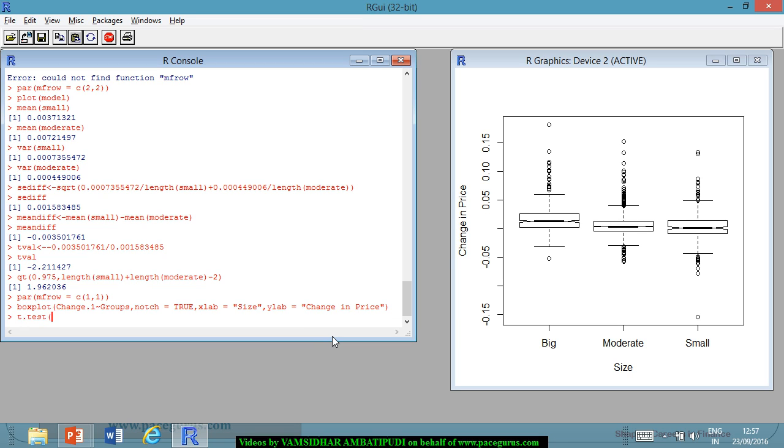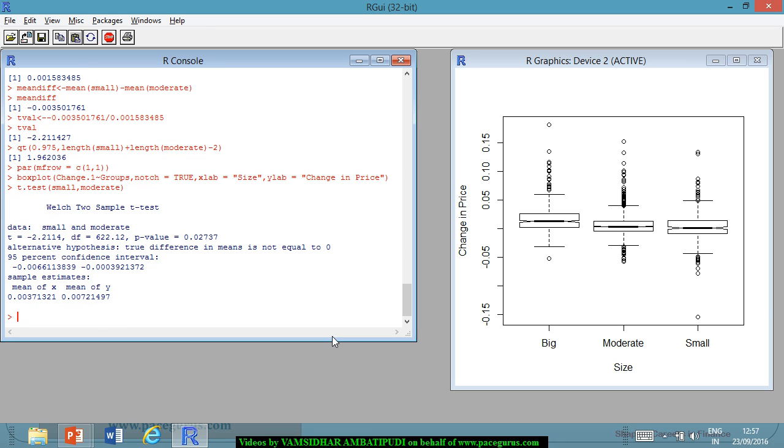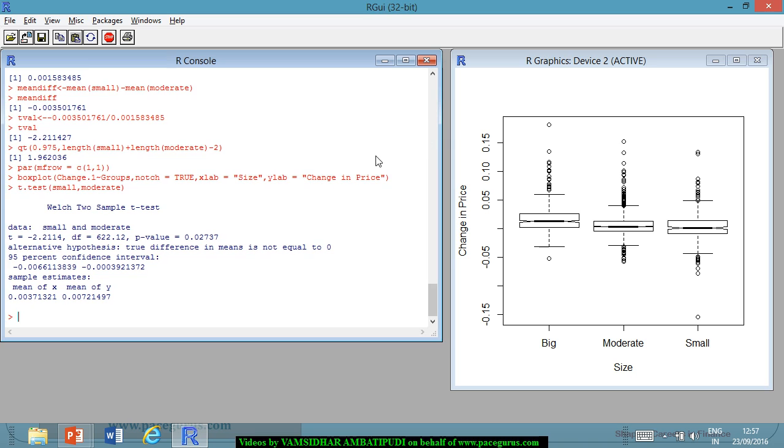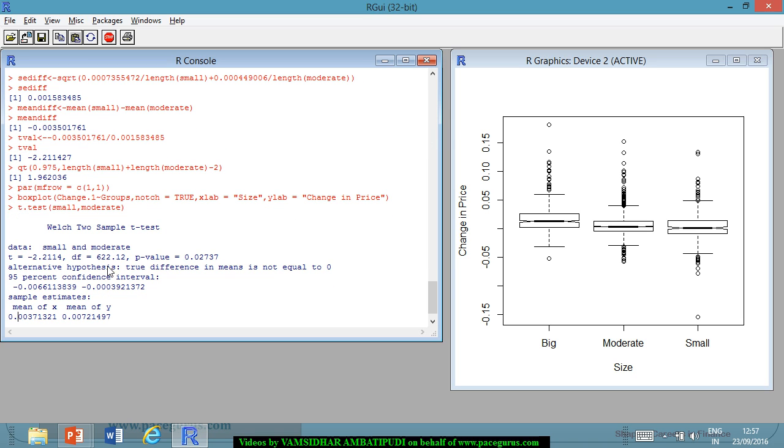Right, I could have used t.test between small and moderate. Now, most of the calculations that we have done manually, you should get similar values. The t value we have got is -2.21. Yes, we also got -2.21. The direct test also is giving -2.21.